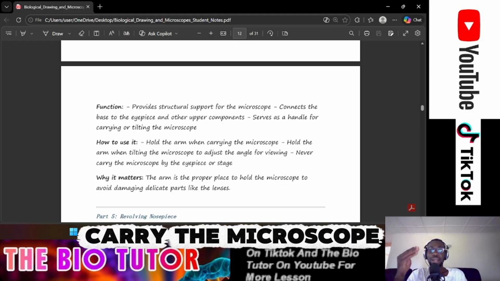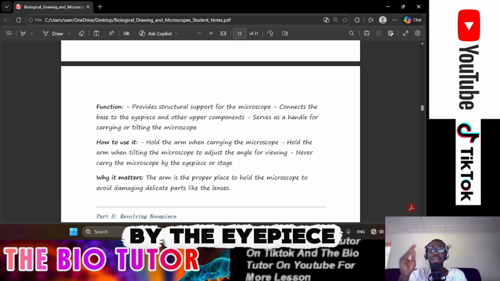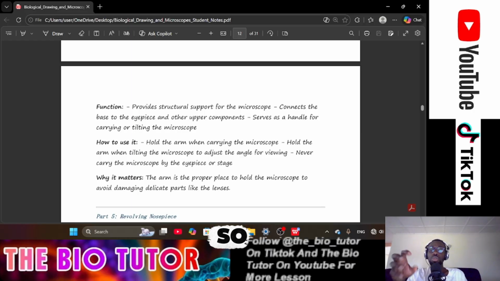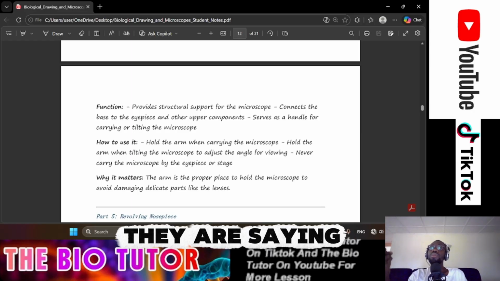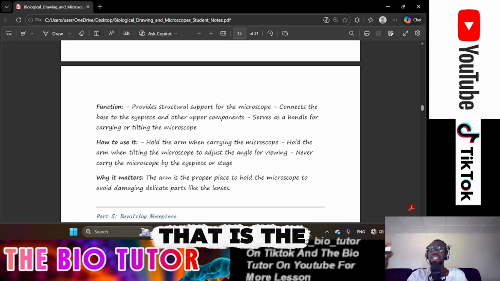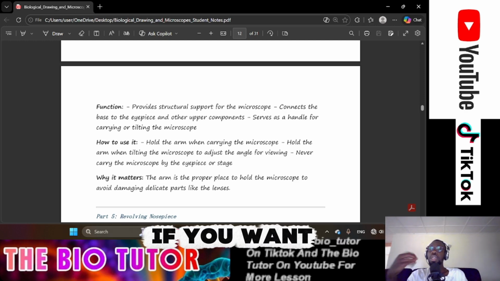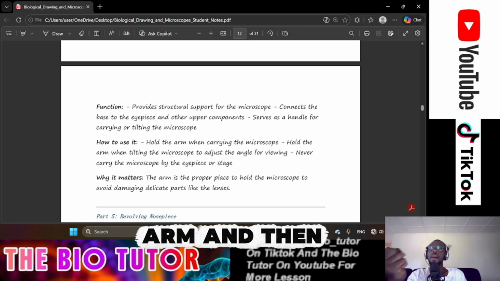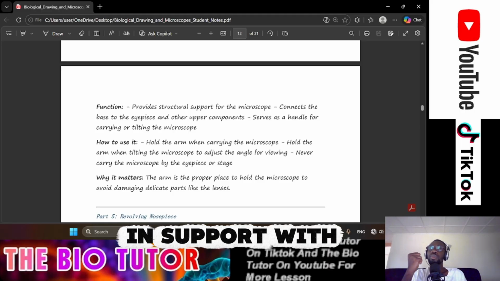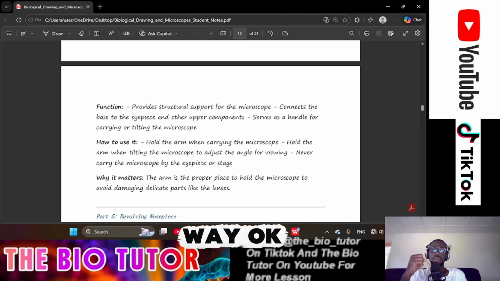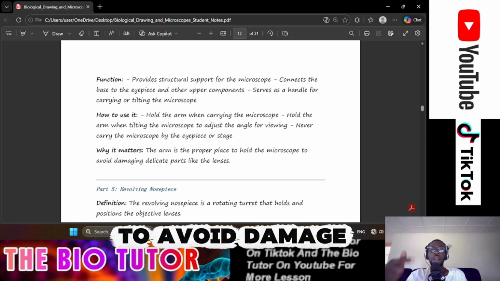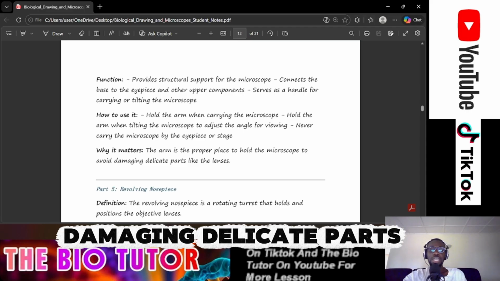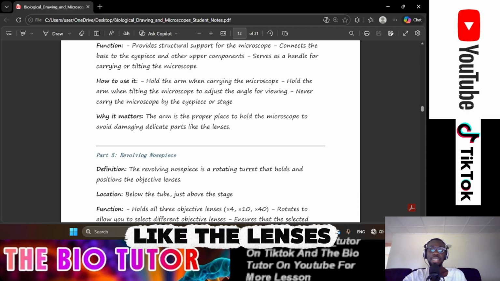Never carry the microscope by the eyepiece or the stage. Some people will hold the eyepiece or just the stage and say that they are carrying the microscope. That is the wrong way of carrying a microscope. If you want to carry a microscope, you hold the arm in support with the base, and you carry it that way. The arm is the proper place to hold the microscope to avoid damaging delicate parts like the lenses.